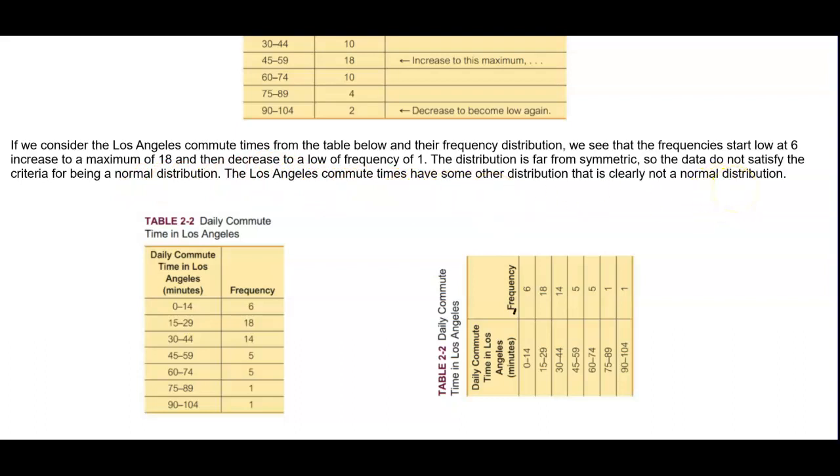So again, as you can see here, it starts at 6, and then it goes all the way up to 18. This is the maximum. And then it starts decreasing at 14, and then it gets really low because it's 1. You can see here I rotated that so you can see what that looks like. Therefore, this doesn't resemble what we did in the previous step.